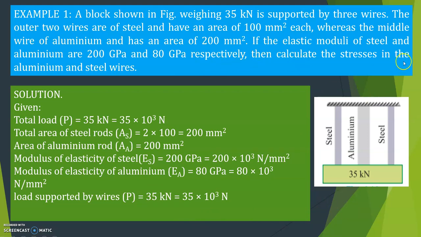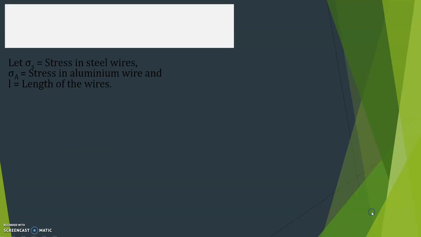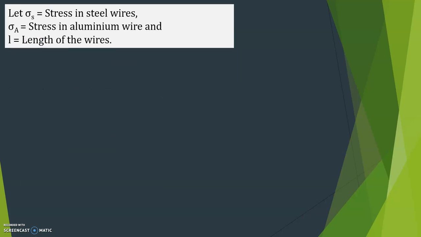Here you have to calculate the stresses in the aluminium and steel wires. So you have to calculate sigma S and also sigma A, right? How can you do that? We know the formula, right? I have told you first that you have to remember 2 points in the case of a composite section. The first point is the deformations are the same, and the second point is the total load is equal to the sum of the loads shared by the different materials.